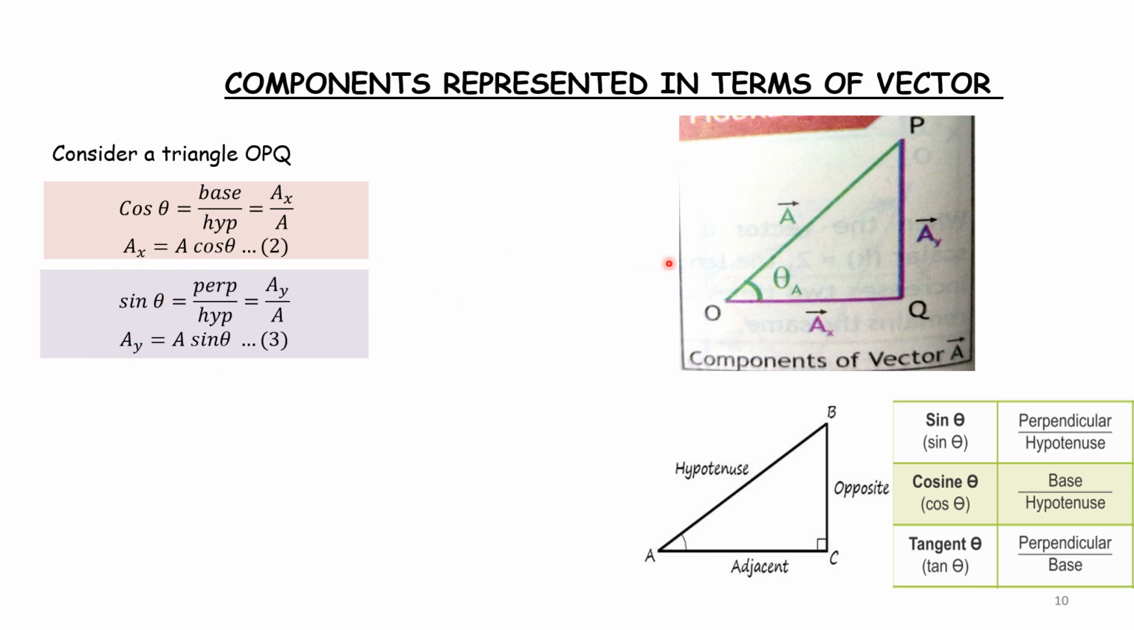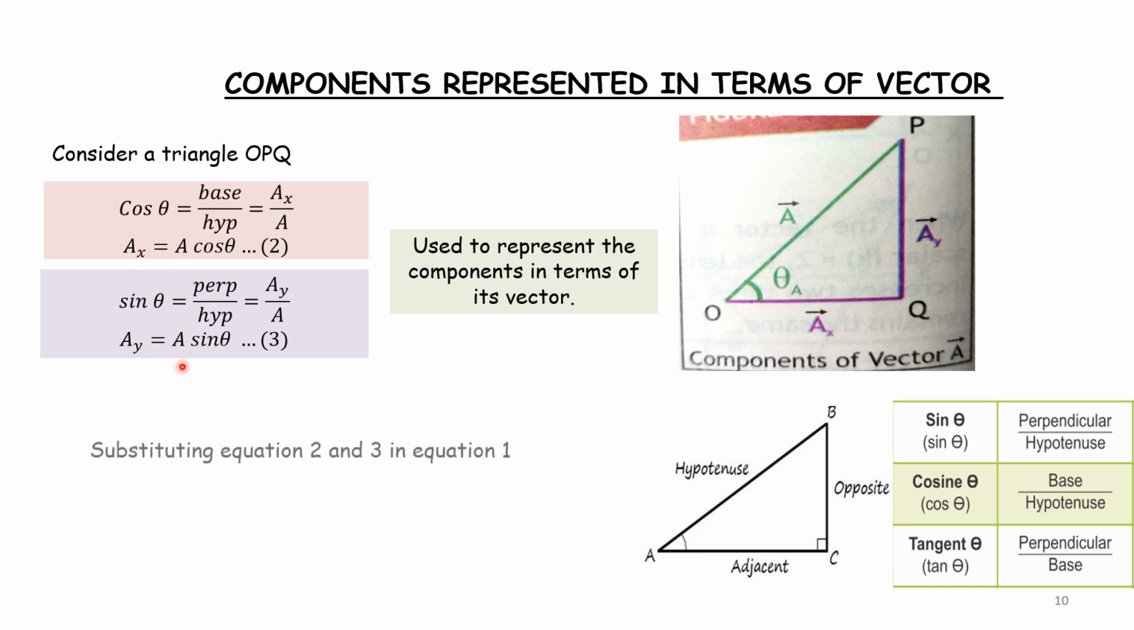Similarly, to represent the Ay component, you can see the Ay vector which is perpendicular and the A vector which is the hypotenuse. So these two sides are involved, perpendicular and hypotenuse. So we can use perpendicular over hypotenuse, sine theta. So sine theta is Ay over A, and if I want to write Ay in terms of A, then Ay equals A sine theta. So we have derived the formula of Ax and Ay in terms of A.